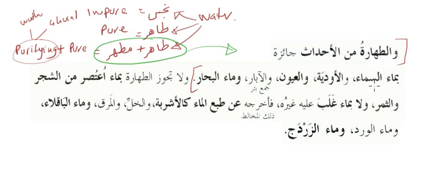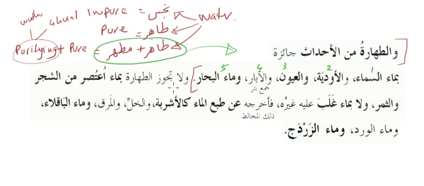So sky water, rain water, lake water, spring water, well water, and sea water, all of these five types, 1, 2, 3, 4, 5, it is permissible to perform wudu or ghusl with all of these five types of water. That's the first issue he wants to explain.